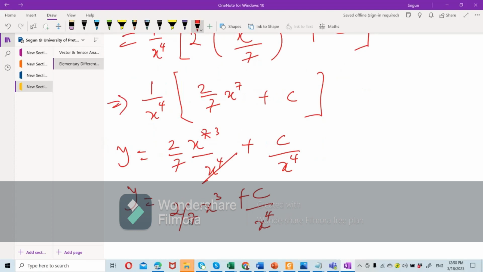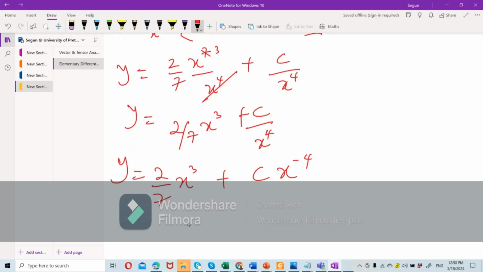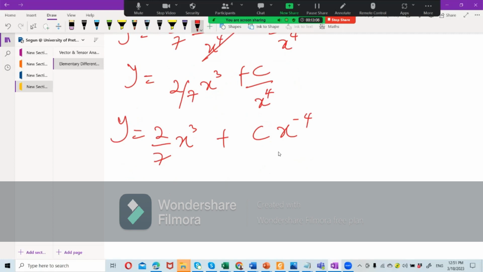So in this case now, we can take the inverse. We can say y is equal to 2 over 7 x raised to power 3 plus c x raised to power minus 4. We can cross-check what we've done and see whether we are good to go. For me to cross-check this, it is simple. I can call this one equation star. Check.